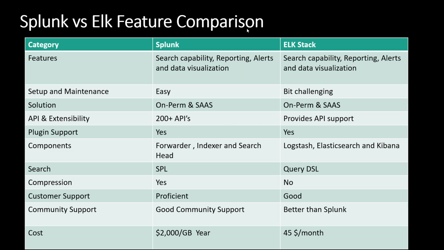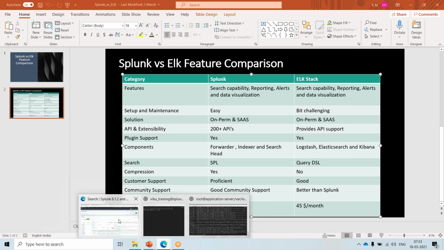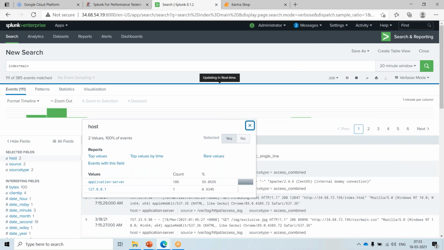One more thing. Can we see how much data we are using? Like if you are charging $2,000 per GB per year, how much data are we actually using? Can we see that on the cloud version per day, how much data is being sent? Yeah, there will be something like licensing.